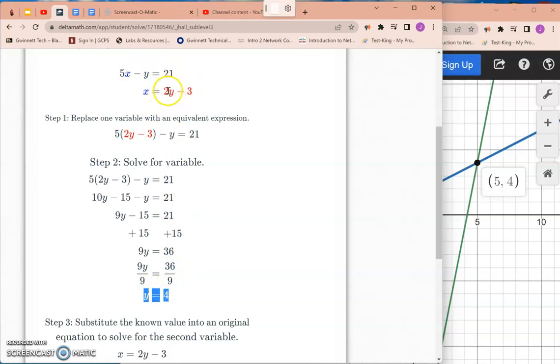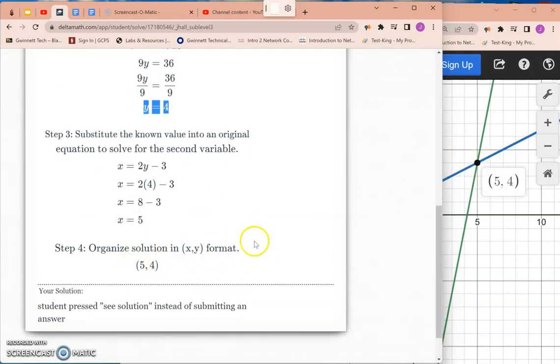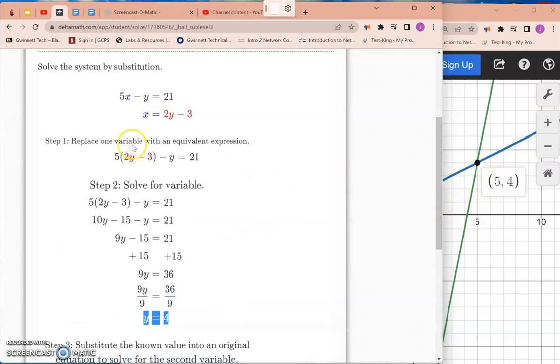Once you get y equals 4, you plug it back into whichever one looks easier. I'm going to plug it into here. 2 times 4 is 8, minus 3 is 5. You get x equals 5. Okay, so you can do it that way. See, you're going to get the same answer. Or by graphs. Remember, by graphs, the intersections are your solutions.